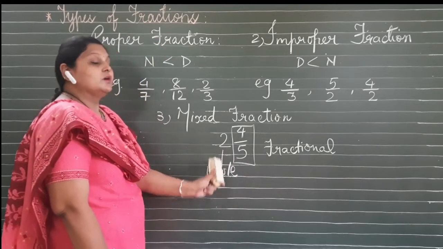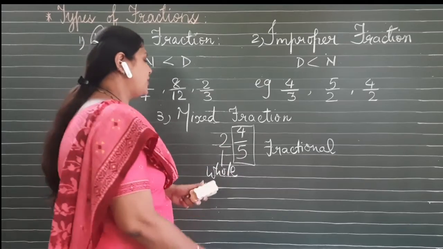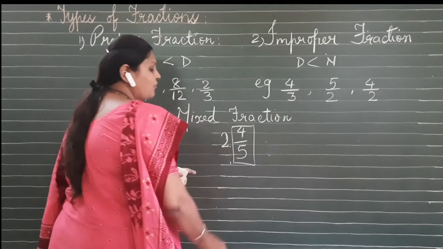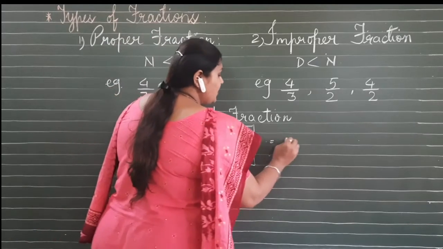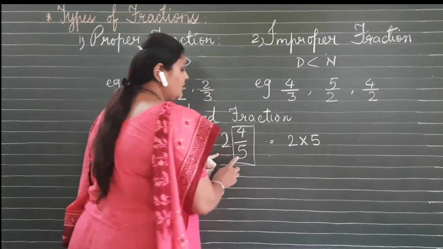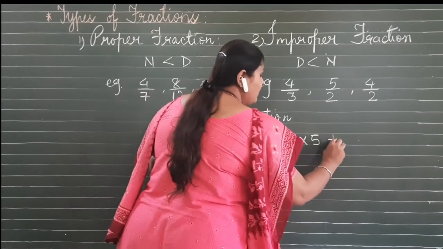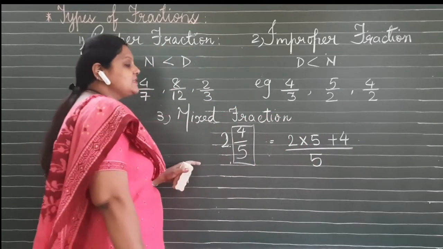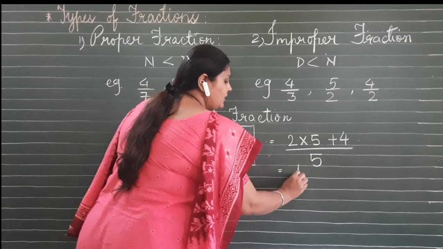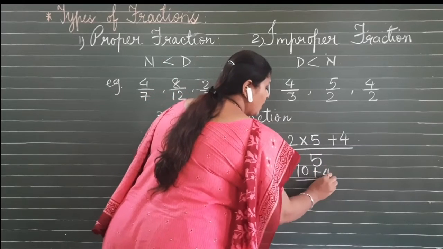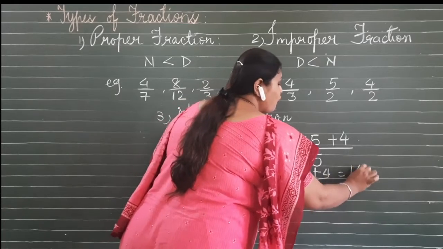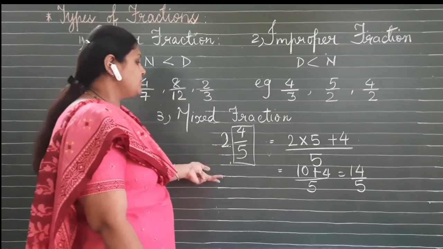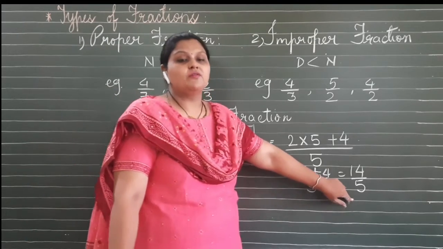Now if I want to convert this mixed fraction into improper fraction, what should I do? Let us see. 2 integer 4 upon 5. Very first we will multiply whole number with denominator. We will add numerator and then we will keep denominator as it is. So 5 2s are 10 plus 4 upon 5. That is 14 upon 5. So this is how we have converted mixed fraction into improper fraction.